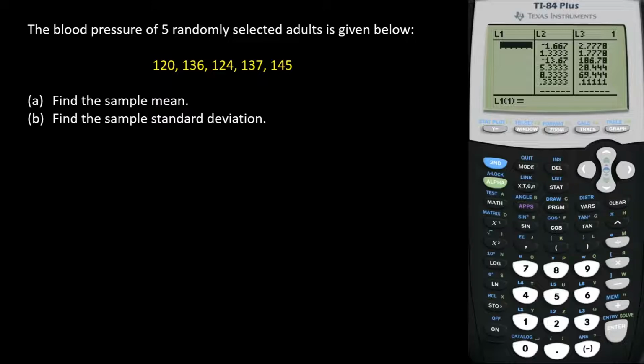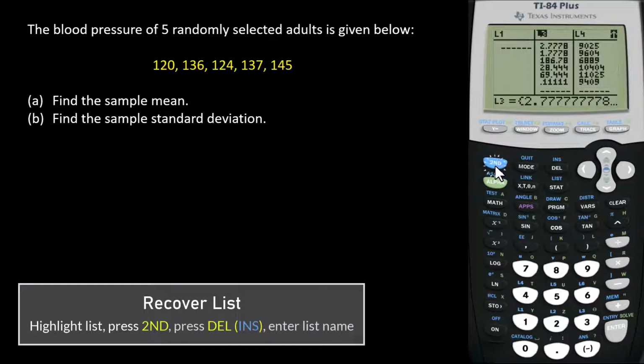If you do, it's not the end of the world. You can recover the list because it's still stored on the calculator. So let me show you how to do that really quickly. Let's say you accidentally delete L2 by highlighting L2, then press Delete. Notice that L2 is no longer there. What you can do to recover it is press the 2nd button, then press Delete to get to INS, which is short for insert. Then you specify the list, which is L2, and it's there again.